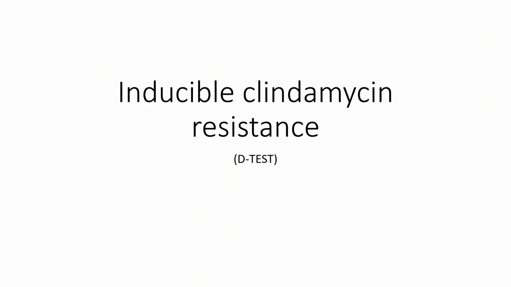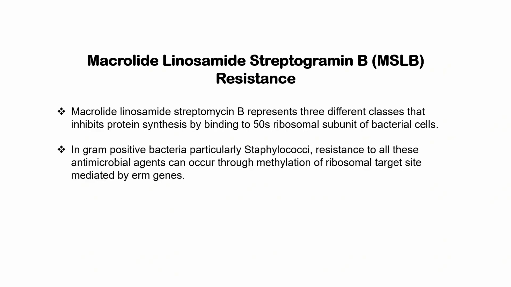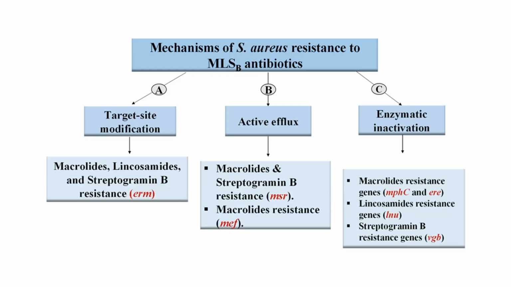Inducible clindamycin resistance is related to a group of antibiotics known as MLSB, which stands for macrolides, lincosamides, streptogramin B. These antibiotics work by inhibiting protein synthesis in bacteria. They bind to the 50S ribosomal subunit, preventing bacterial growth. However, in gram-positive bacteria, especially Staphylococci, resistance can develop. This resistance is mainly due to methylation of the ribosomal target site, which is controlled by genes.